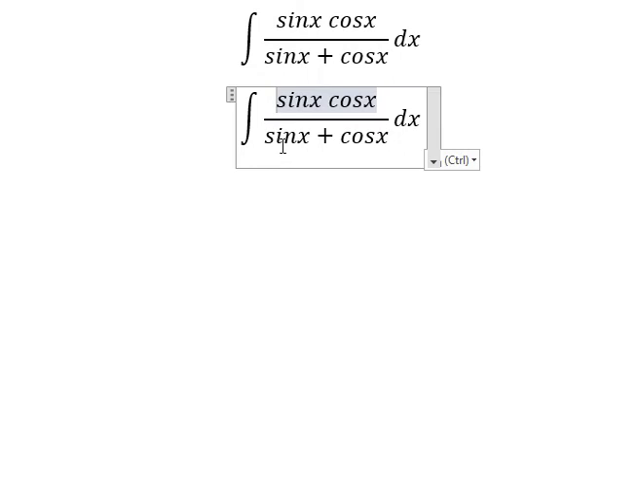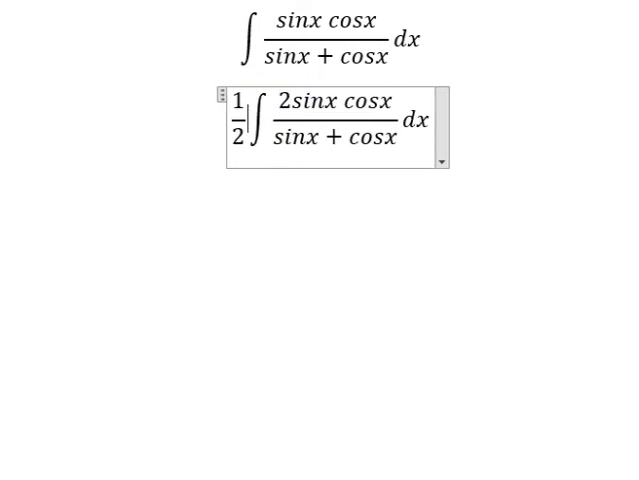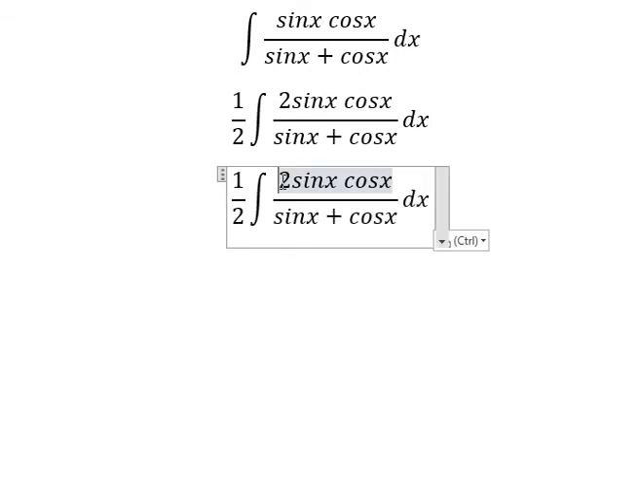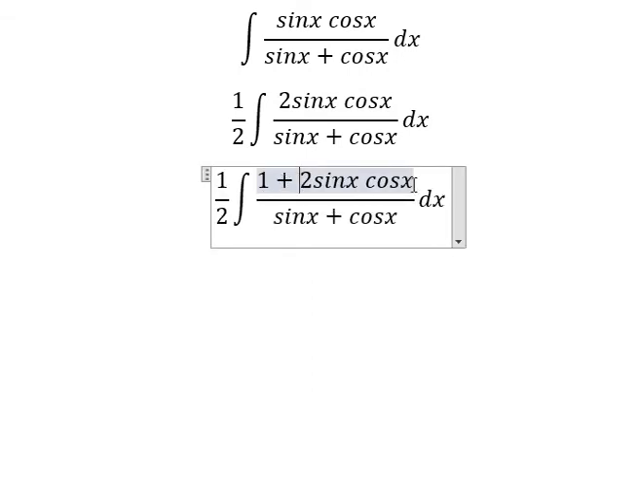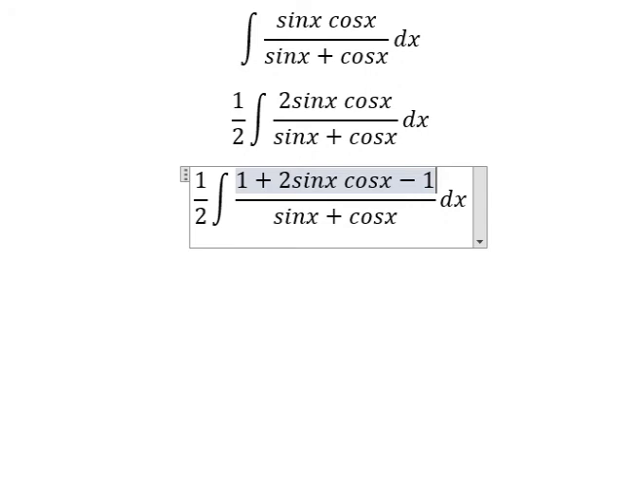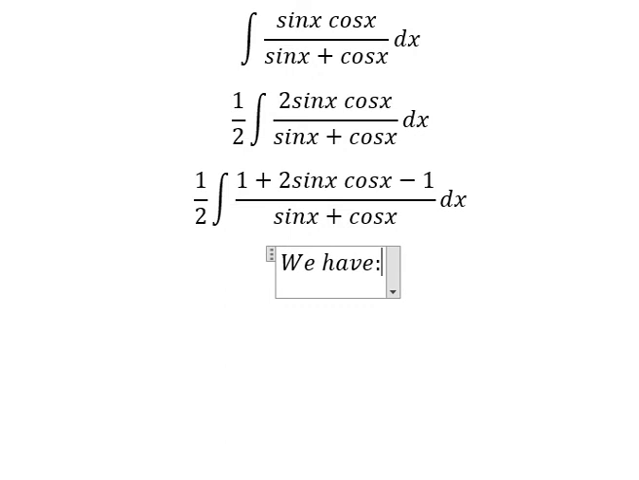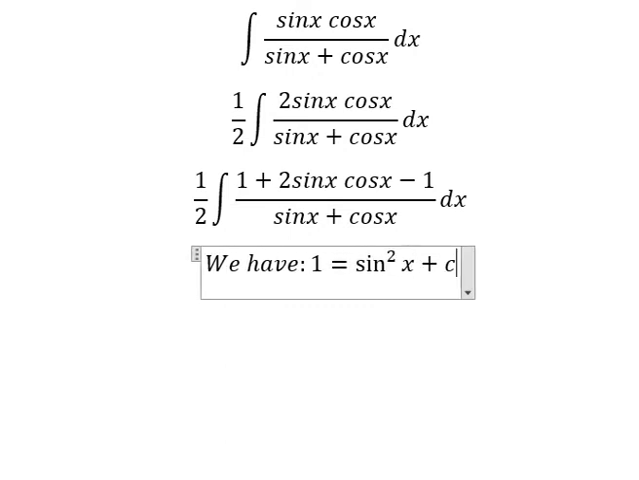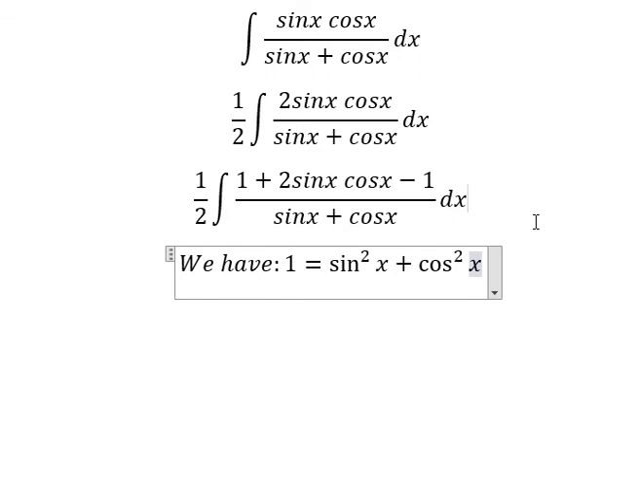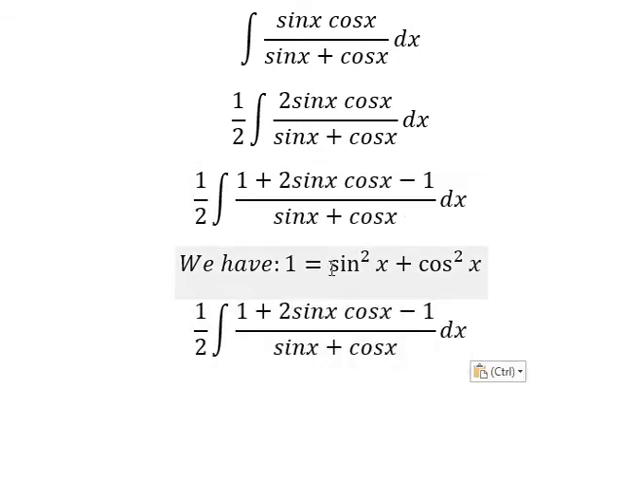The first thing I will put number 2 on numerator and denominator. The next one I need to add number 1. Later that we need to minus number 1. Next, we have the formula in here. Number 1 equal to sin x squared plus cosine x squared. And now, we need to change number 1 into this one.